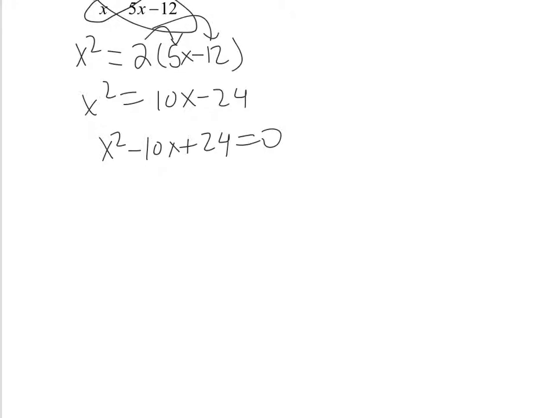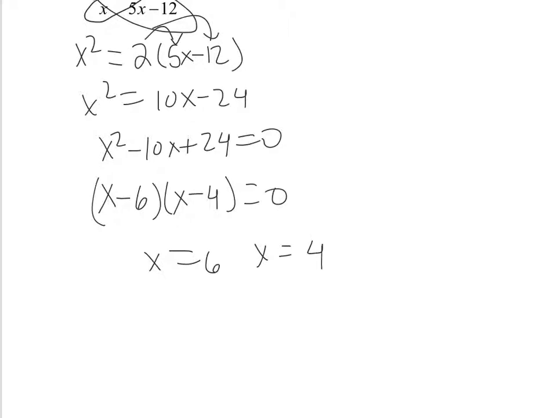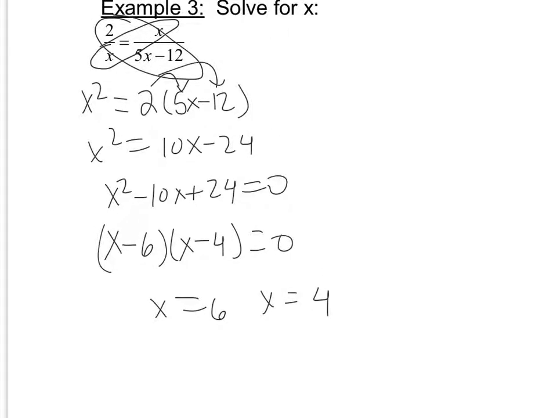Well, multiplies to 24 and adds to 10. Negative 10, negative 6, negative 4. So you get x equals 6, x equals 4. Now we need to check. Are either of these extraneous? Well, this one says 0 and this one would be 12/5. So no, they are both good. So these are both answers. Okay? Let's take a look at some more.